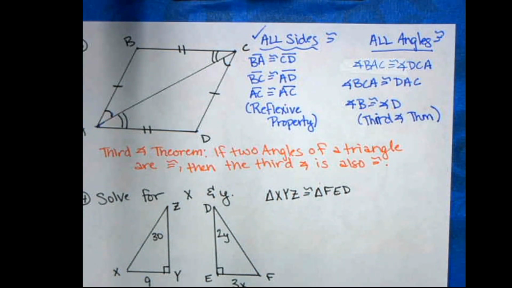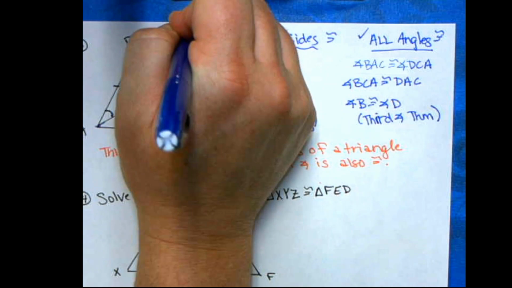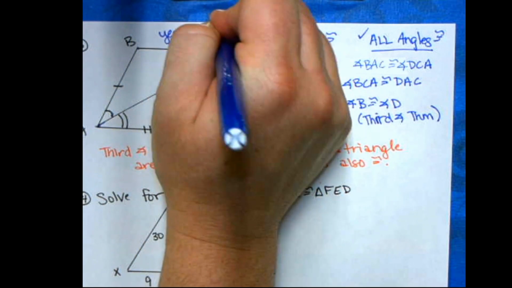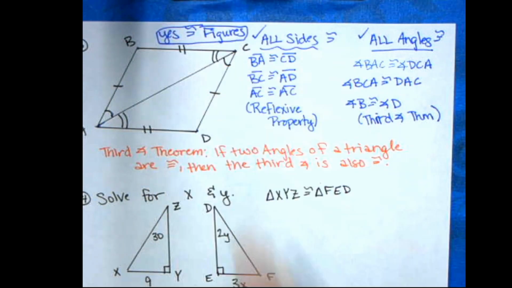So if we're able to show all sides and all angles are congruent, then we say yes, we have congruent figures. Sorry, I didn't have room underneath, so I'm writing my answer up top.